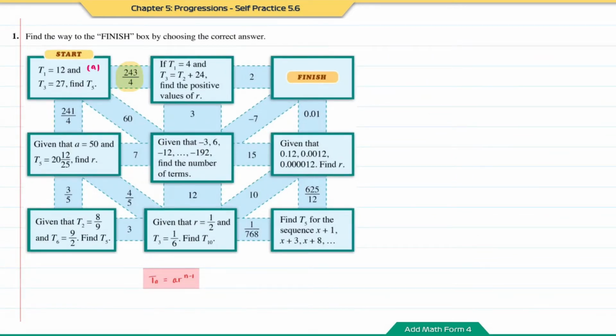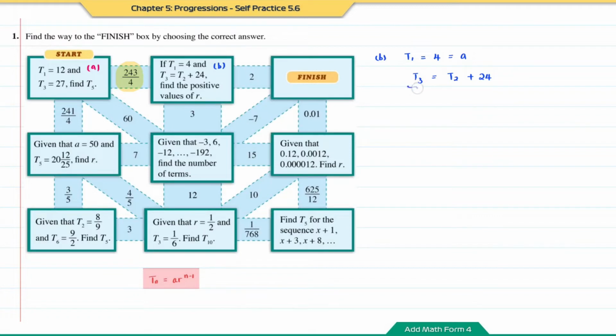We are going to label the next box here with B. If T1 equal to 4 and T3 equal to T2 plus 24, find the positive value of R. So here we want to find the common ratio. For this question B, the first term, which is equal to 4, is the A, the first term. And the equation given here is T3 equal to T2 plus 24. So we're going to use this equation to help us to solve for the R.